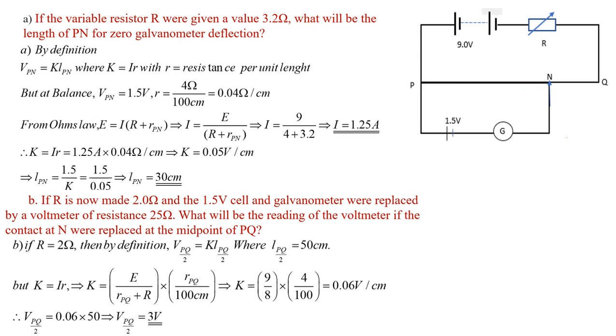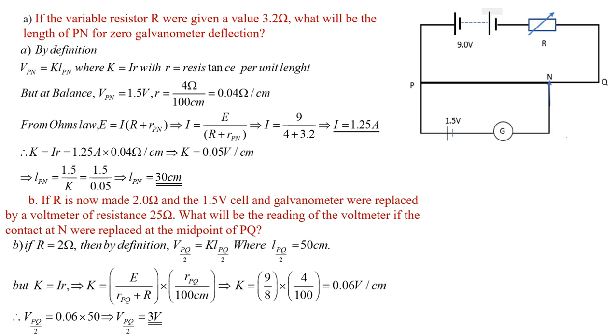Okay, so we get the new resistance that was given. If R is made to be 2.0 ohm, then by definition the voltage across PQ, at mid length, will be equal to K L at the mid length, where this LPQ over 2 is simply the length midway, in centimeters. Now from here we can deduce that LPQ is 50 centimeters since it is the midpoint, but K is equal to IR, which will be simplified to be E divided by RPQ plus R times RPQ divided by 100, since we already saw this above.